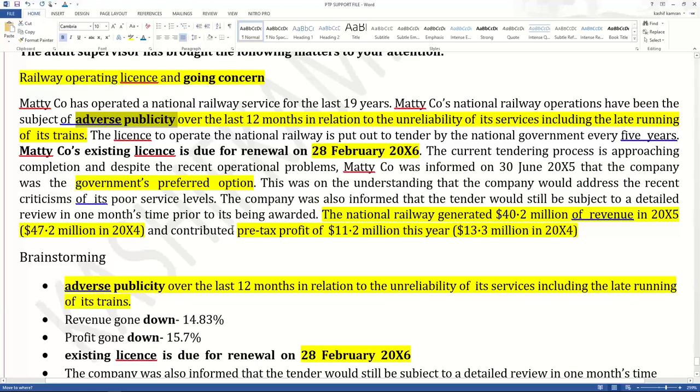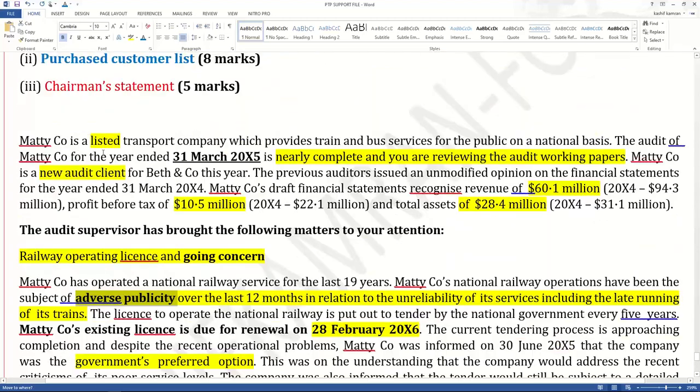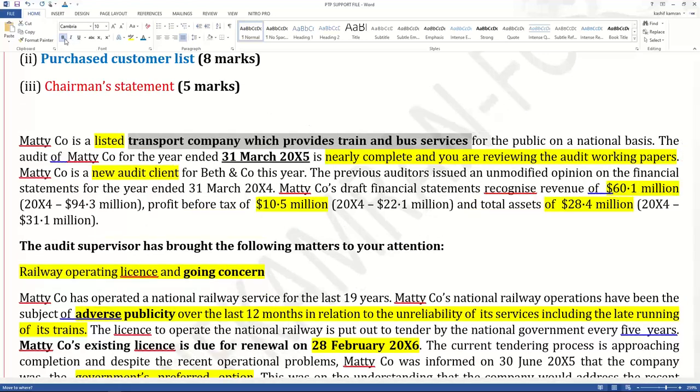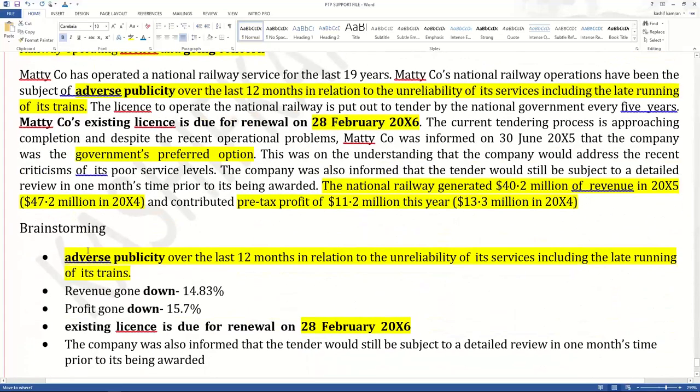What if they don't get the license? Will that really impact the going concern status of the company? Because METI is a listed transport company which provides train and bus service. So will that be really affected? If they don't get the train license, they might have a bus license, right? Right? So brainstorming done.